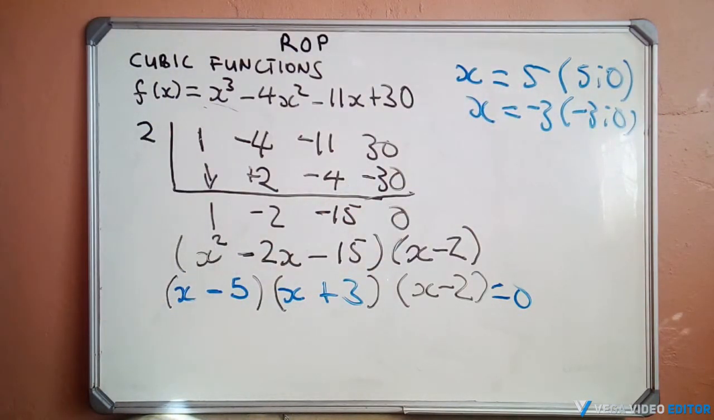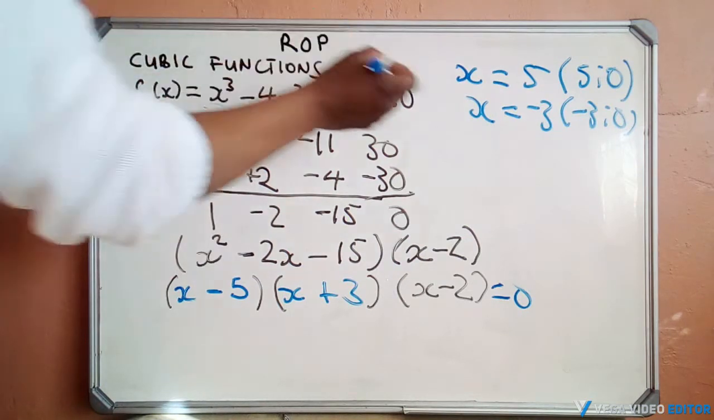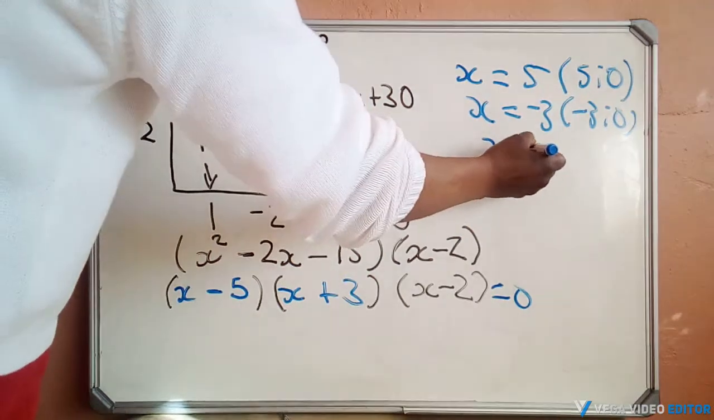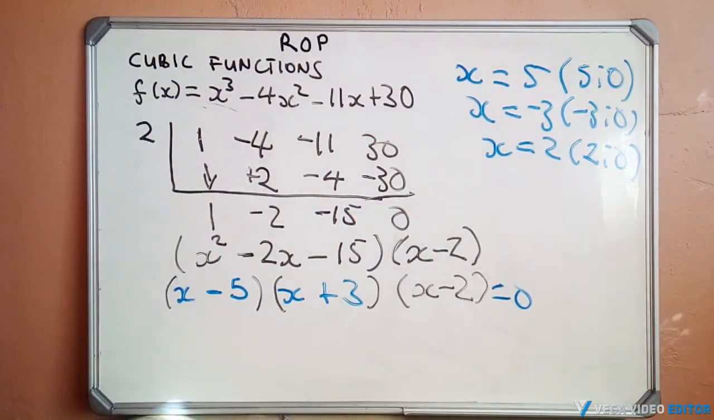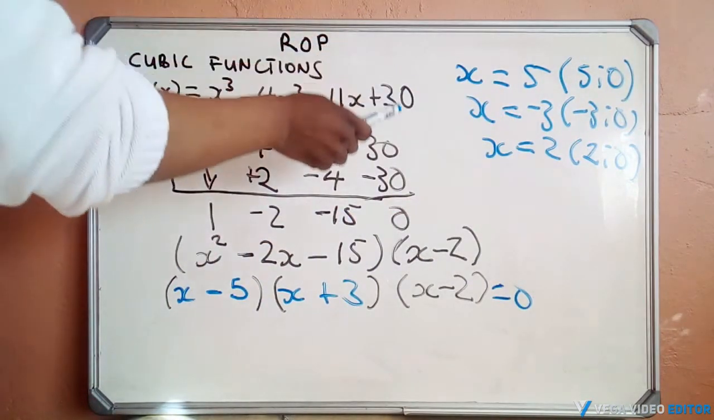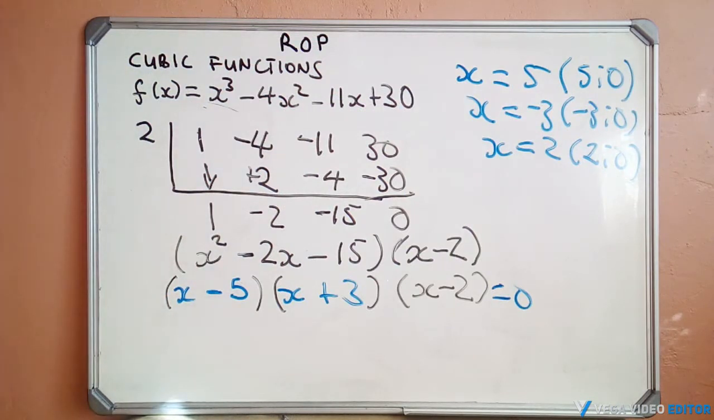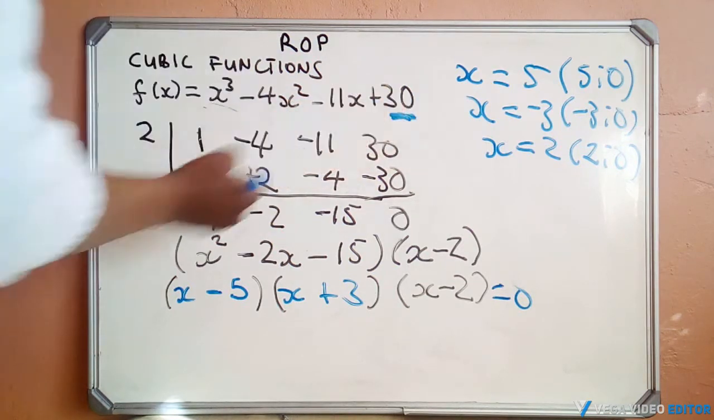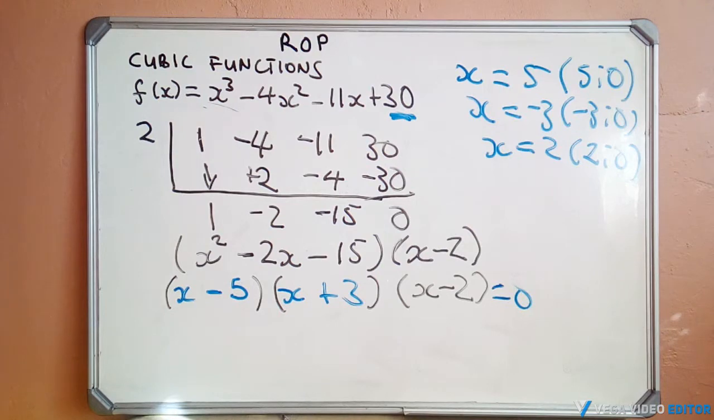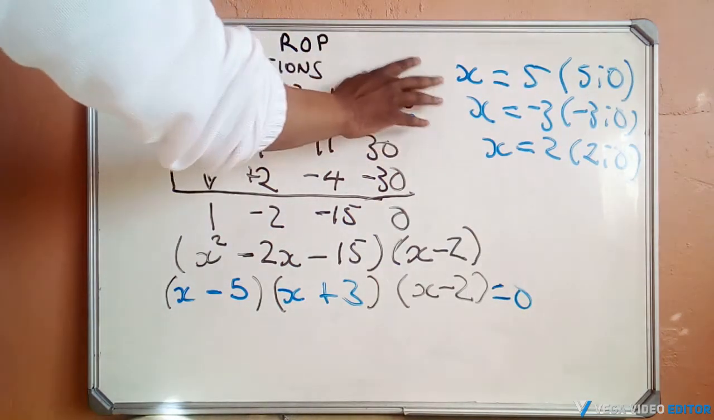And then the last one, x minus 2, will give you x equals 2, which is 2 and 0 there. You see that? So these will be the coordinates for the intercept of x. We know already that 30 here is the y-intercept. The y-intercept is 30, so we're not that fussy about it because it's already there.